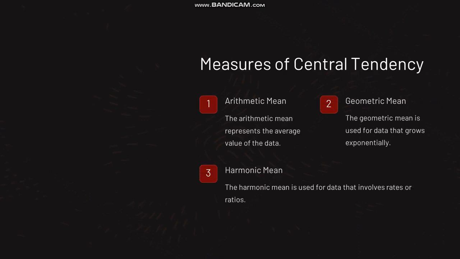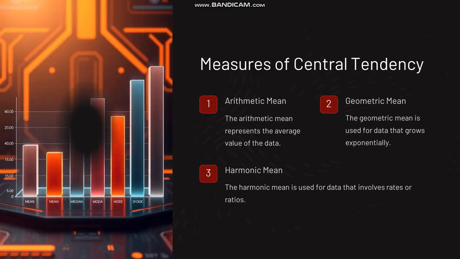Here we are going to look into the measures of central tendency for the column of confirmed cases. As we know, we have three main measures of central tendency: mean, median, and mode. Looking into mean, we have three different types of mean: arithmetic mean, geometric mean, and harmonic mean, each having their own significance and importance. Next slide.